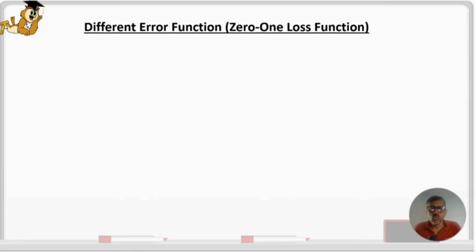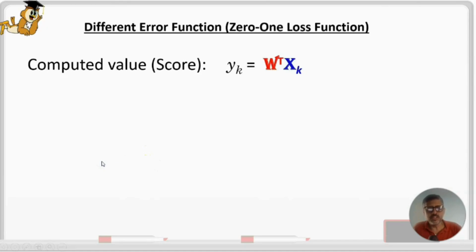One commonly appearing error metric, instead of error function, it's also called a loss function, is the 0-1 loss function. Let's understand what the 0-1 loss function is. I'm going to be throwing some terminology at you simply because I want you to know what these terms mean. Let's see what the 0-1 loss function is.